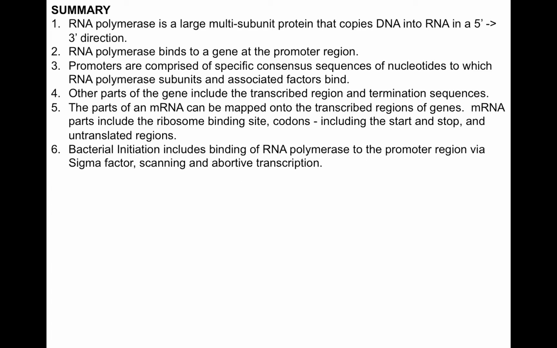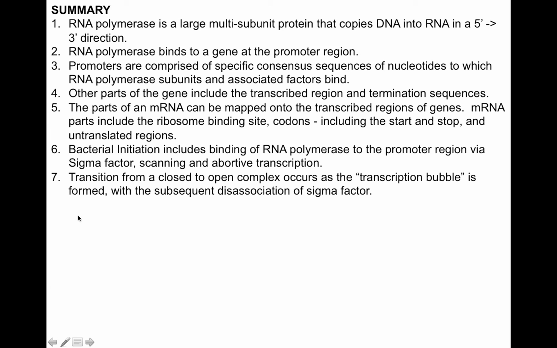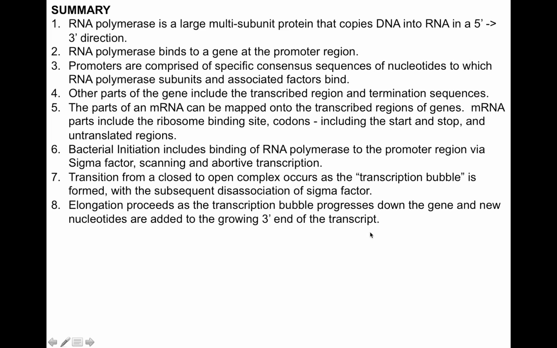Bacterial initiation includes the binding of RNA polymerase to the promoter region via sigma factor, and scanning and abortive transcription before the transition from the closed to the open complex. Transition from closed to open occurs as the transcription bubble is formed with the subsequent dissociation of sigma factor. Elongation proceeds as the transcription bubble progresses down the gene, and new nucleotides are added to the growing 3' end of the transcript.